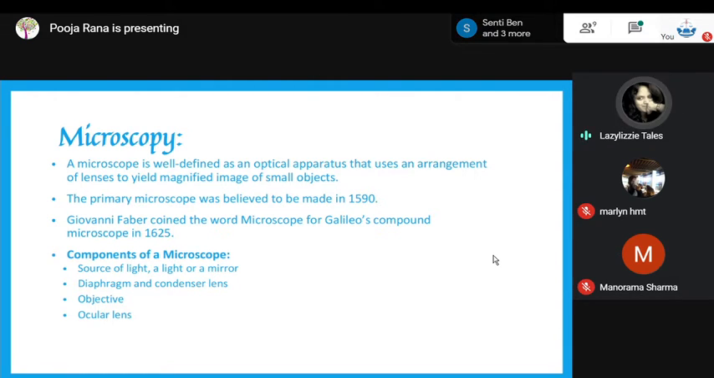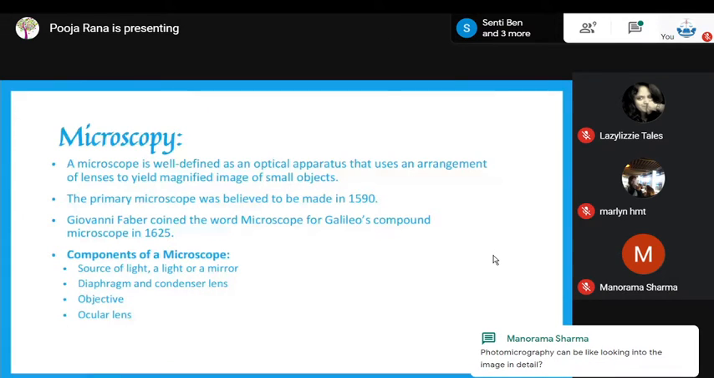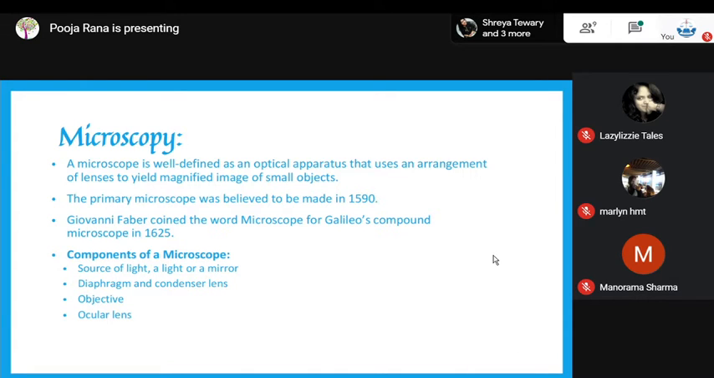All right. So let's just clear this doubt. You are absolutely correct. So basically, when you are photographing the minute images or the minute objects, those micro objects, when you are directly photographing them, that would be microphotography.